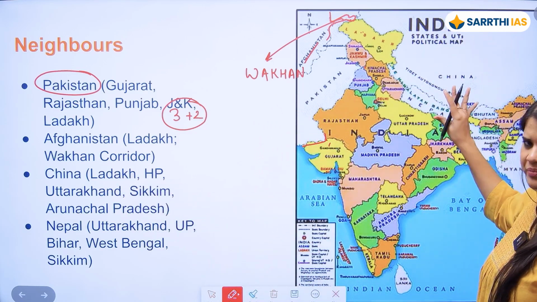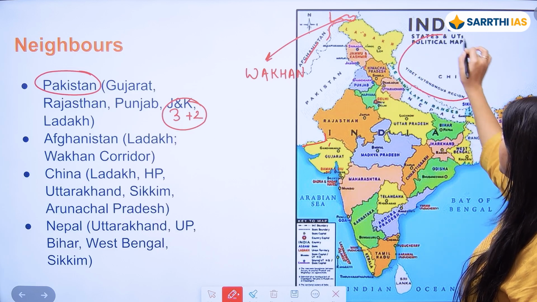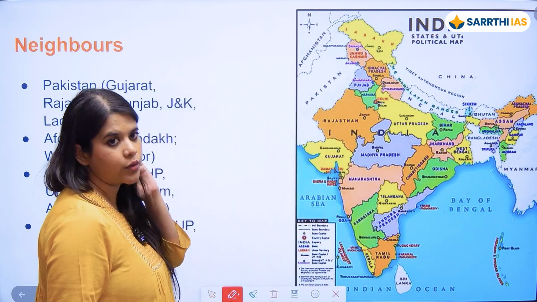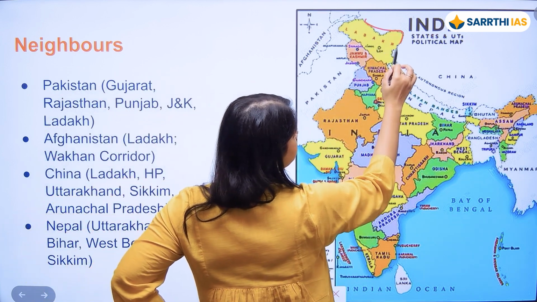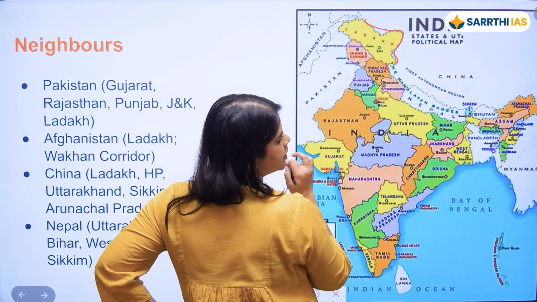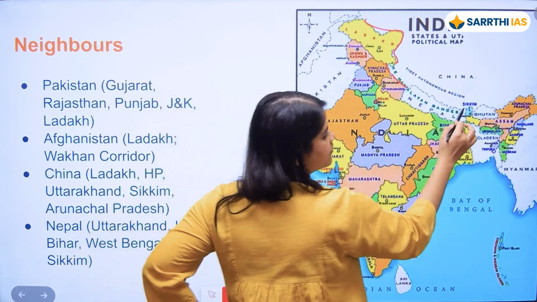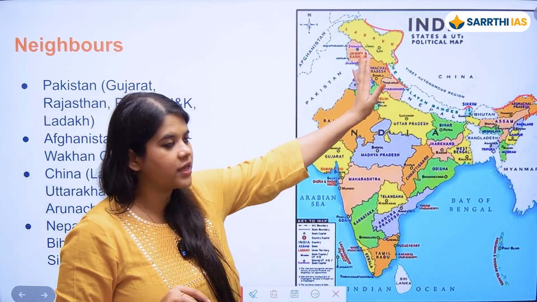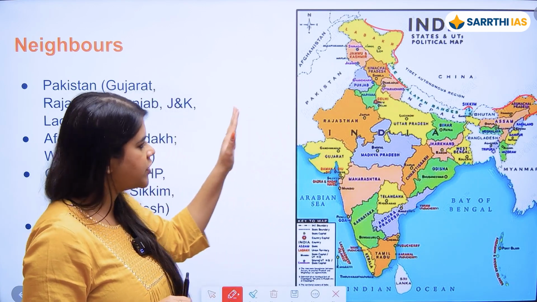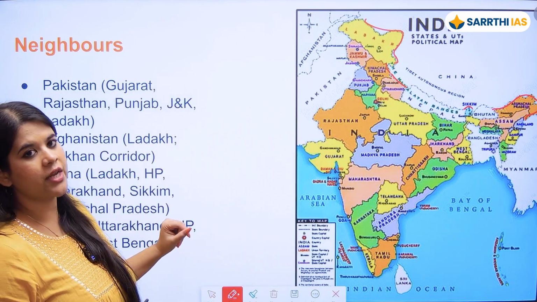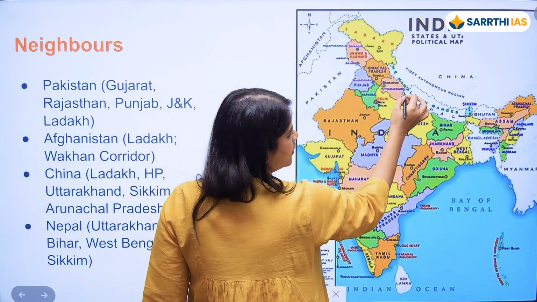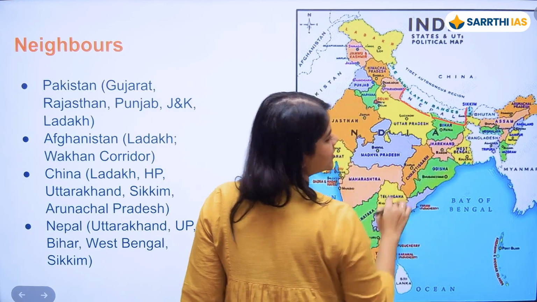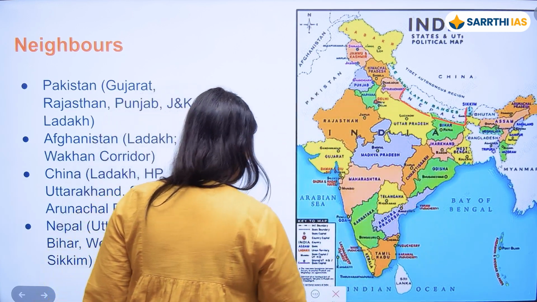This is China. Within China, there is this Tibet Autonomous Region. So what are the states that are surrounding China? Let's take a look here. We have, of course, the Union Territory of Ladakh, Himachal Pradesh, Uttarakhand, then Sikkim and Arunachal Pradesh. So these are the states that are making a border with China. After China, let's talk about Nepal. This is Nepal. We have Uttarakhand, Uttar Pradesh, Bihar, West Bengal and Sikkim, which are surrounding the country of Nepal.